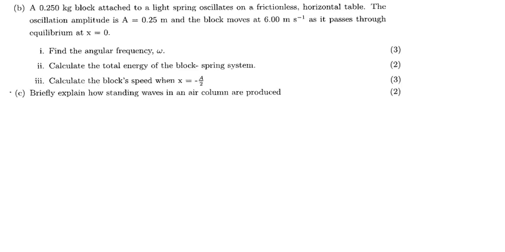So I'm now in 2022 physics. This was the final exam, question 4B. Question 4, there was part A, but this is part B. Question 4, B and C, is the one we are going to answer here. So the question reads: a 0.25 kg block attached to a light spring oscillates on a frictionless horizontal table. The oscillation amplitude is A equals 0.25 meters, and the block moves at 6.00 meters per second as it passes through equilibrium at x equals 0. The first question is, find the angular frequency.